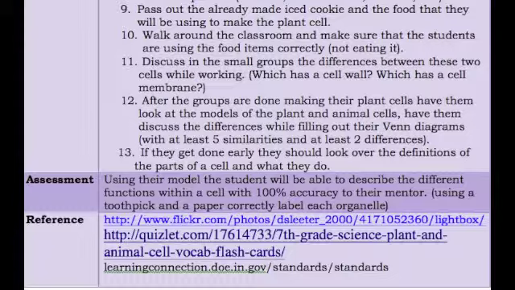For the assessment portion of our lesson plan, the students will be able to describe the different functions within a cell with 100% accuracy using their edible models. By doing this, they'll be using toothpicks with pieces of paper to correctly label the parts of their plant cell models.